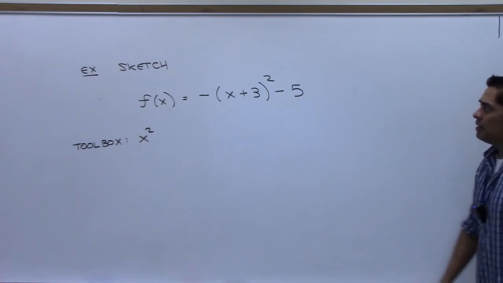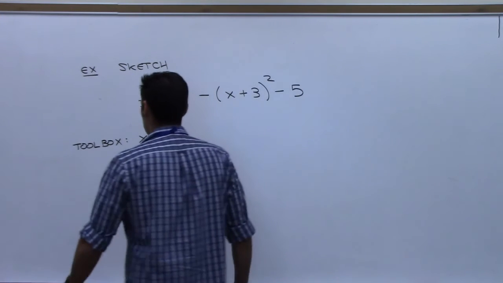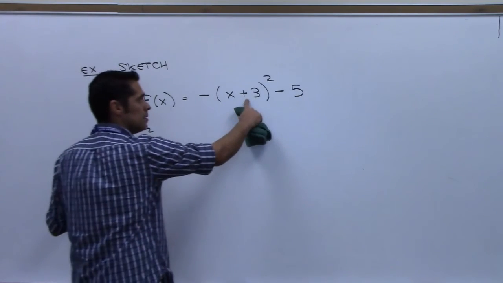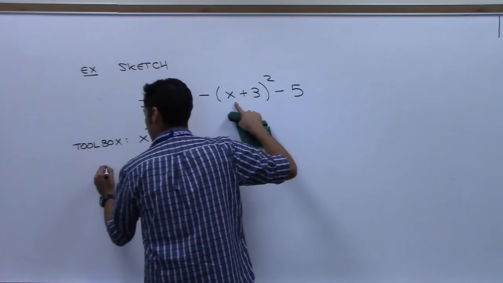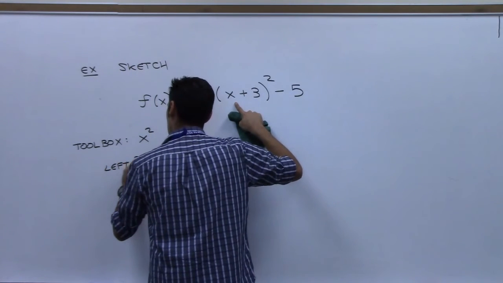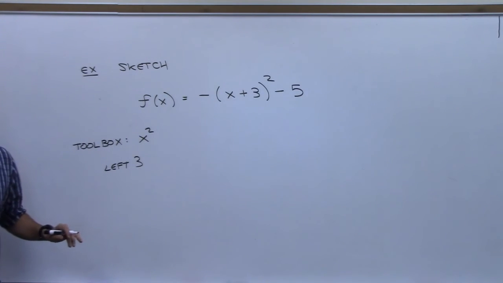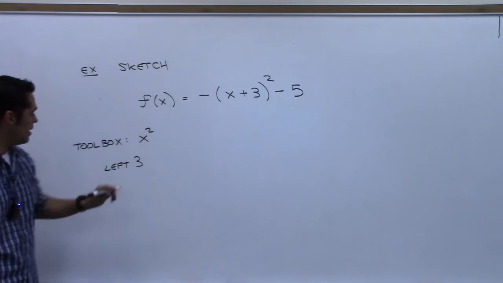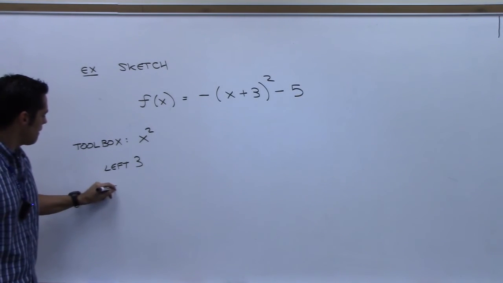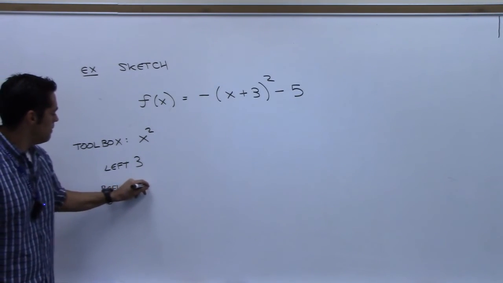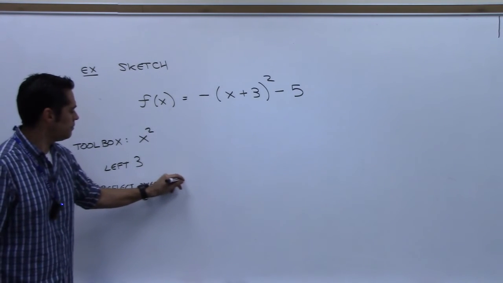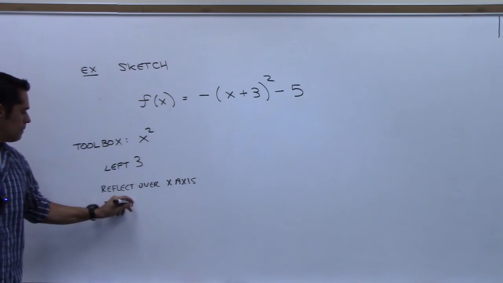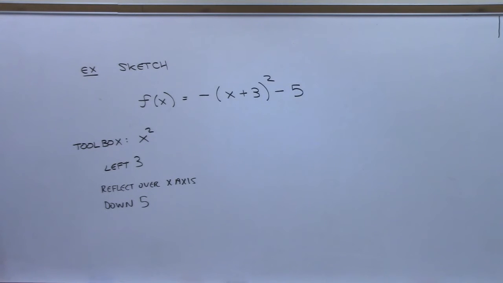All right, let's list out the transformations in order. So what's first? Left 3, because that's inside here with the x, adding 3 sides. So left 3. Next thing: reflection over the x-axis. That negative is like a -1 sitting out front. The negative in front of the function flips it over the x-axis. Reflect over x-axis. Okay? Move it down 5. Down 5. That would be the order.